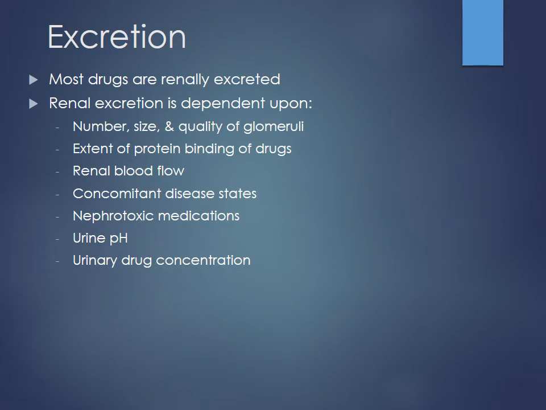Moving on to excretion of these drugs. So again, renal excretion is going to be the main thing we're going to be talking about here, and so this is going to be dependent on obviously the number of glomeruli that they're going to have functioning, the size and the quantity of them. This is going to be affected very much by their gestational age, where very premature kids are going to have poor ability to excrete a lot of drugs through the kidneys.